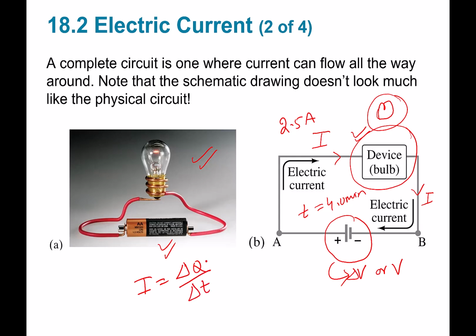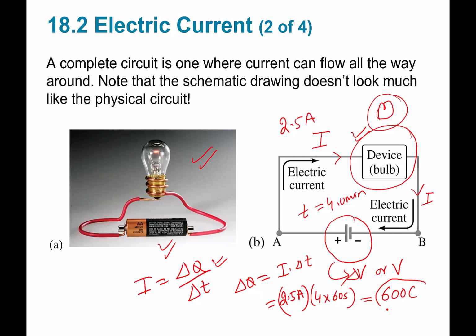So if I have to find out how much charge was traveling in the circuit for 4 minutes, we can simply use this equation and multiply both sides by delta T and get I times delta T. So this answer should be in coulombs. I is 2.5 amperes and time is 4 minutes. 4 minutes is 4 times 60 seconds. So that would be 600 coulombs. That's a lot of charge. 600 coulombs is a lot of charge.